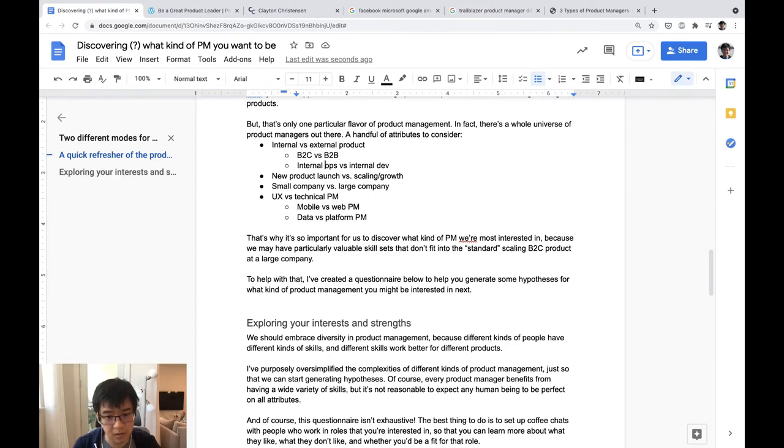And then I can be like an internal operations PM trying to scale an existing thing or trying to launch a new thing at a small versus a large company. I think that's also legit. And as an internal PM, I can be mobile versus web. I can be data versus platform. Yeah. It's not the best, but it's not terrible.